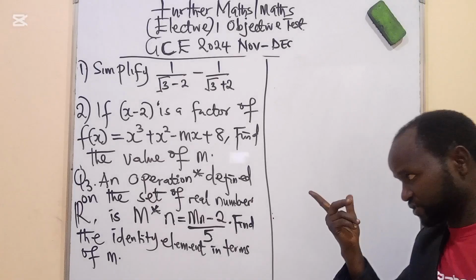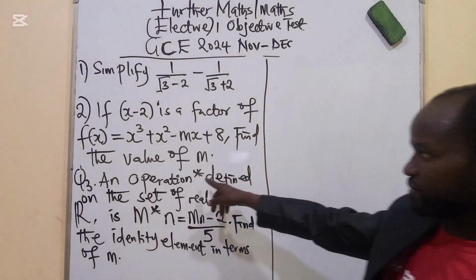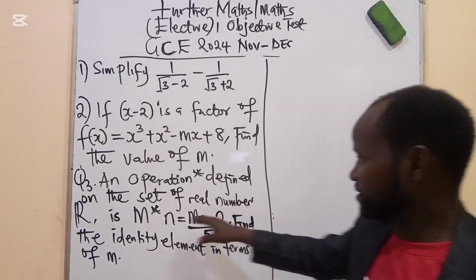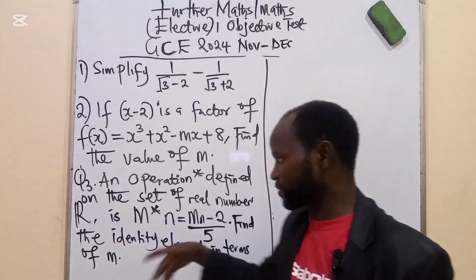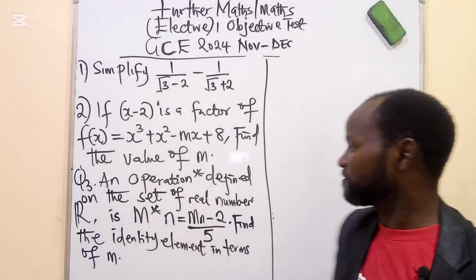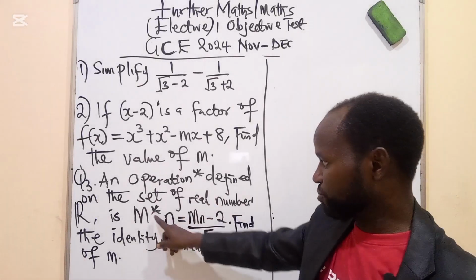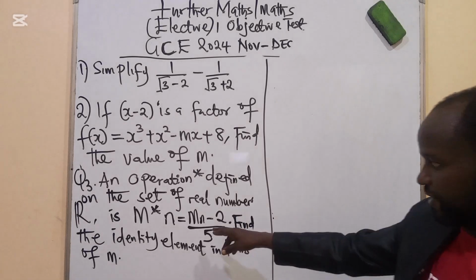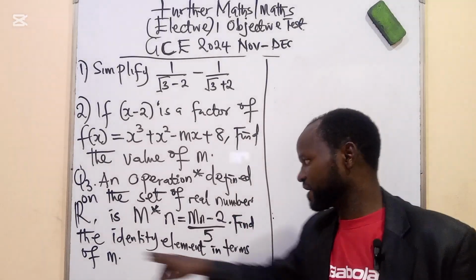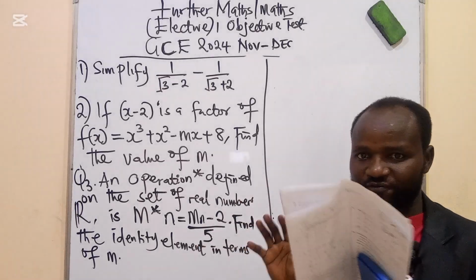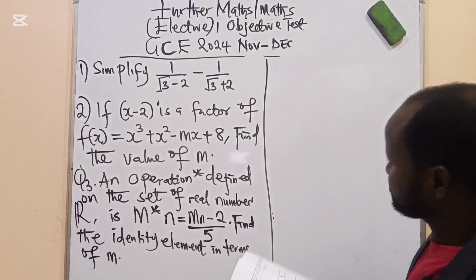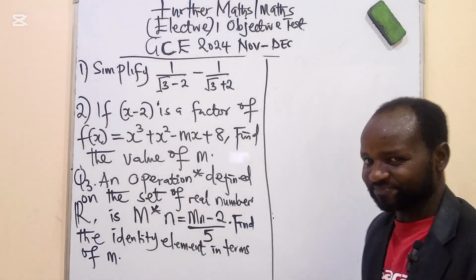Number 3, or question 3. An operation, they call it asterisk, is defined on the set of real numbers, this is the sign for real numbers. Real numbers are negative and positive integers. Very important. As m operation n equals m times n minus 2, divided by 5. We are asked to find the identity element in terms of m. In terms of m means our final answer there will be m. Let's look at how we can handle this question 3 together.